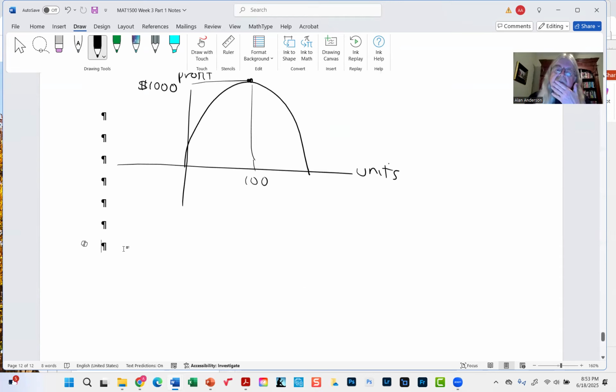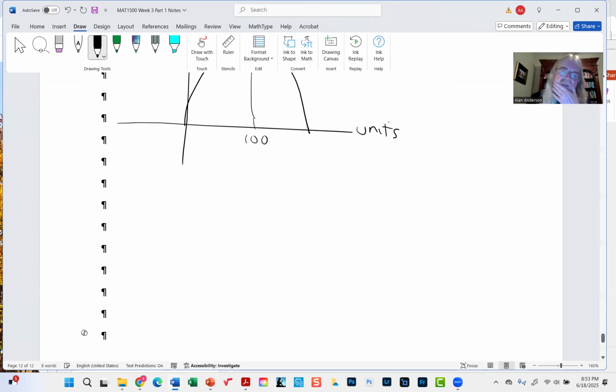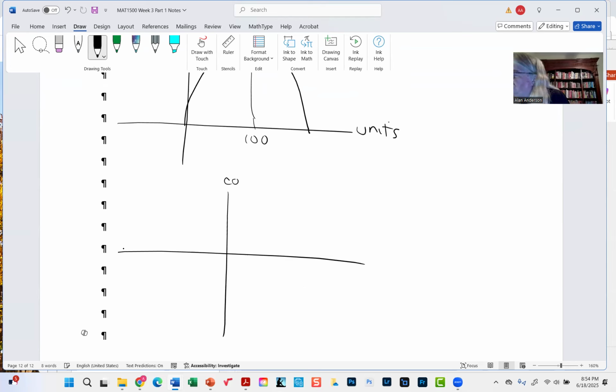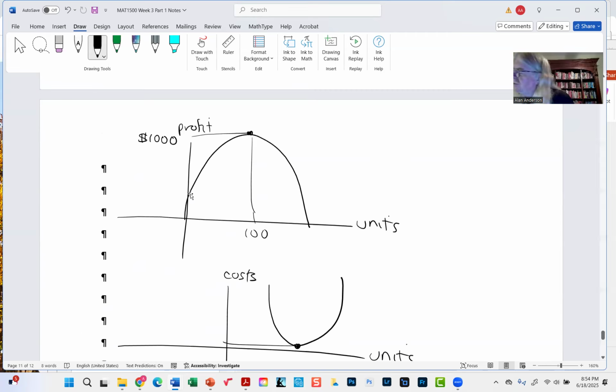Now, you could also imagine something like this happening. Let's say here you're looking at your cost of production, and here's the number of units you're producing. The function looks something like this. Then clearly this is where you want to be because this is where your costs are minimized. So up here you have your maximum profits.